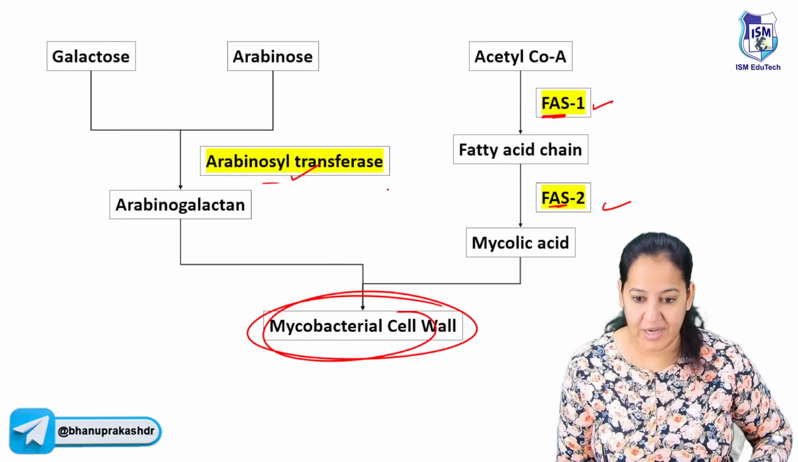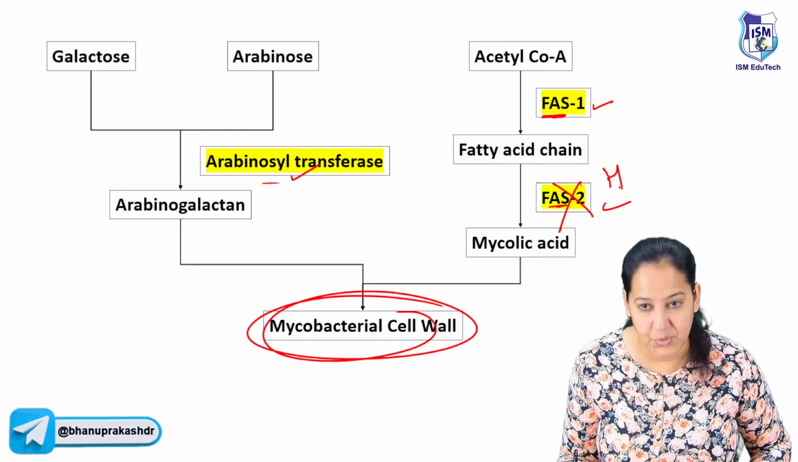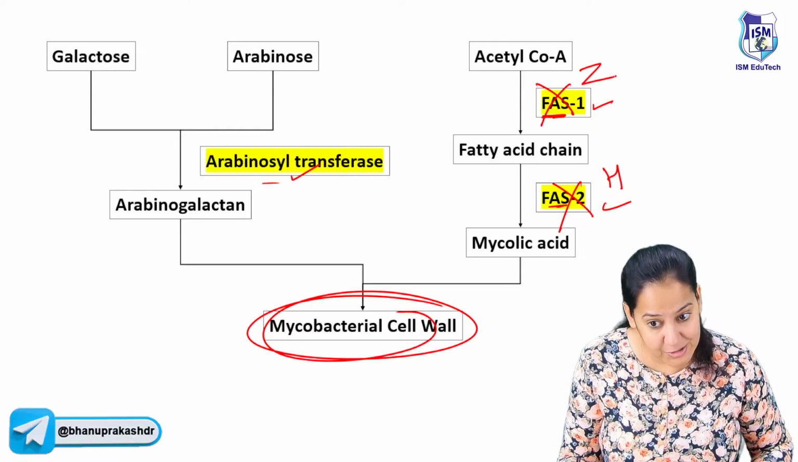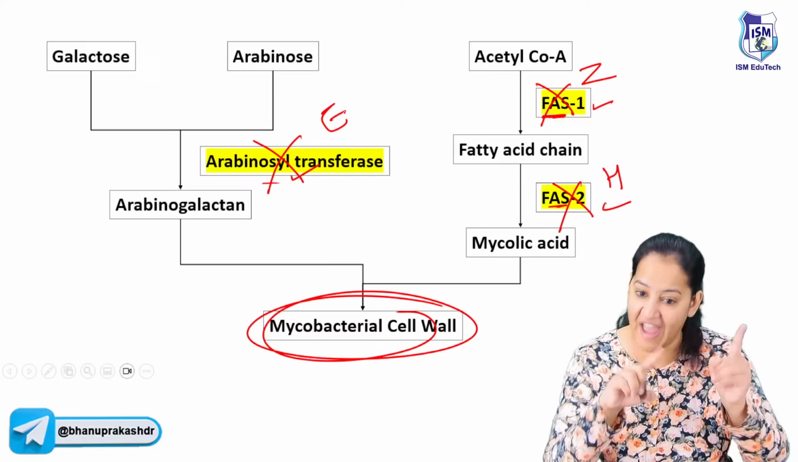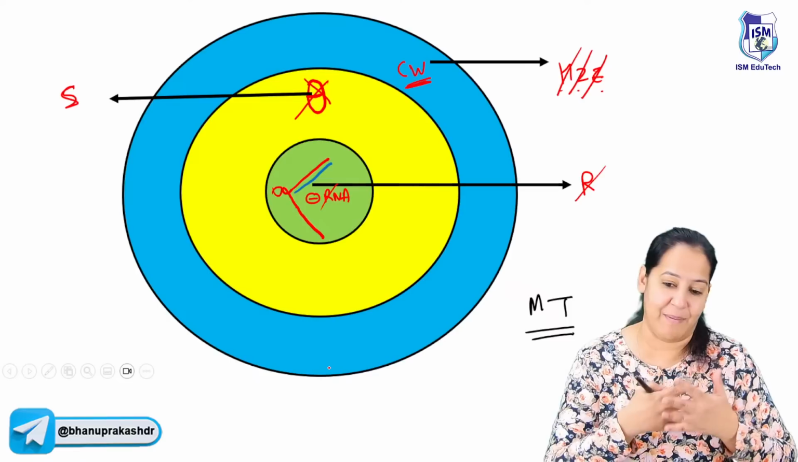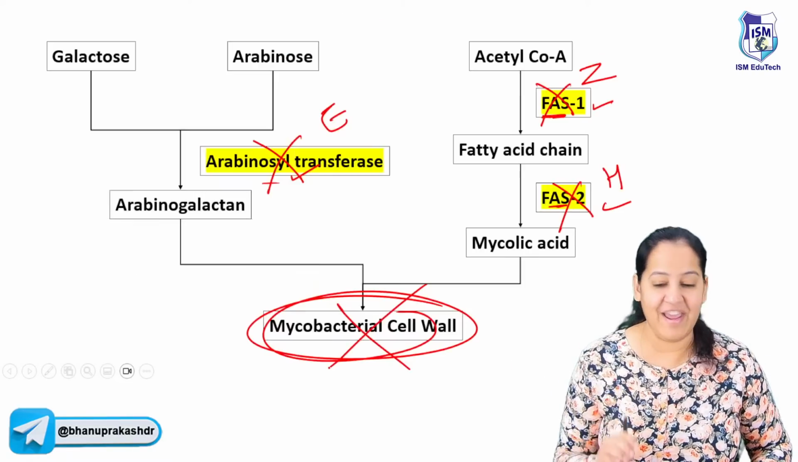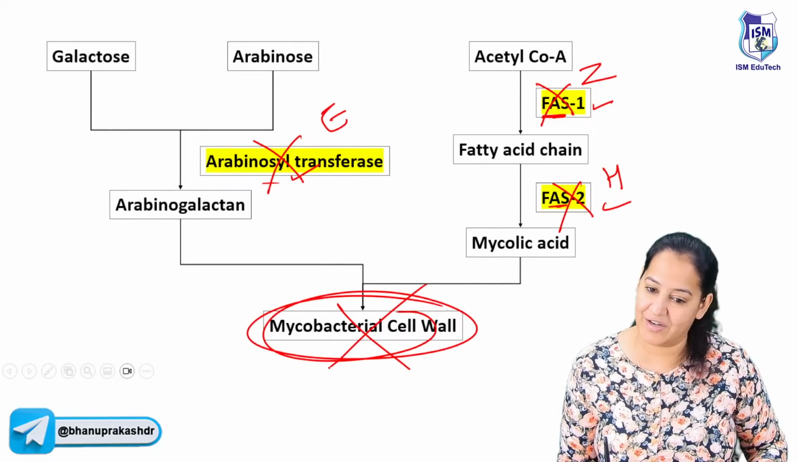So I told you there are 3 drugs, and they inhibit the 3 enzymes. H inhibits FAS2, Z inhibits FAS1 and ethambutol inhibits arabinosyl transferase. If any of them is inhibited, the cell wall will not form and the bacteria will be dead. So this is a way you can learn the mechanism of action of all 5 drugs together in one shot. You get questions on that.